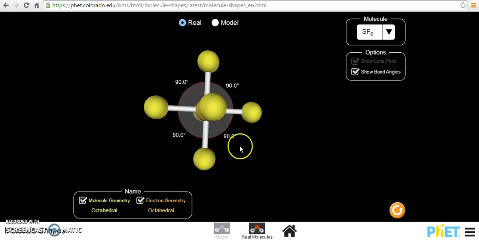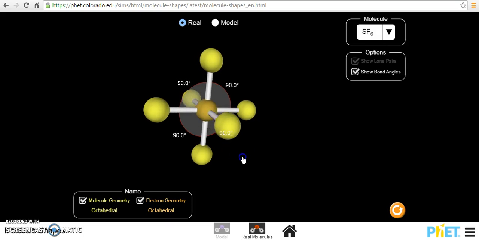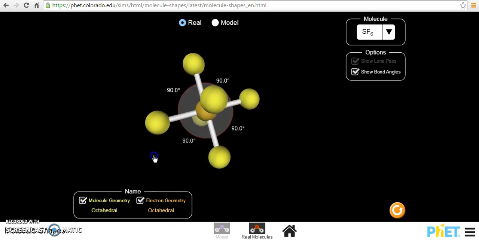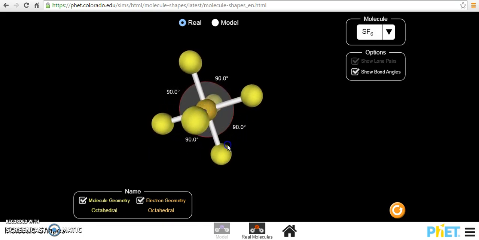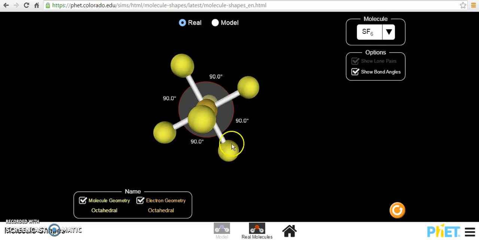Overall, I think the simulation did a very good job. It'll definitely help students, especially in freshman chemistry, who are just going over VSEPR theory and different molecular geometry to visualize the 3-dimensional structures that they're dealing with. That can be rather difficult from working on paper. So I think this simulation helps to visualize it in a 3-dimensional aspect.